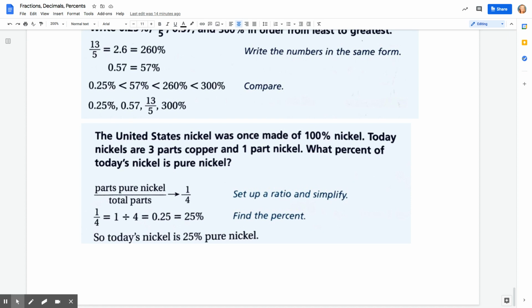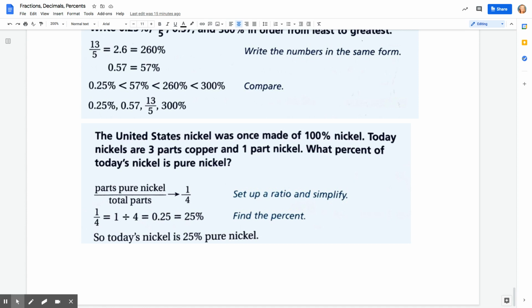In word problems, they will give you things to talk about values. So the United States nickel was once made of 100% nickel. That means every little piece of that nickel was 100% made of nickel. Today, nickels are 3 parts copper and 1 part nickel. So now you're not having 100%. What percent of the nickel is pure? So what you have to do is look to say, all right, what are you being given? So if you're given 1 part of pure nickel and then 3 parts of copper, well, 3 plus 1 make up the whole 100%. So that's how you get the total parts is 4.